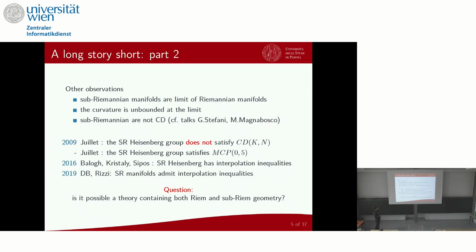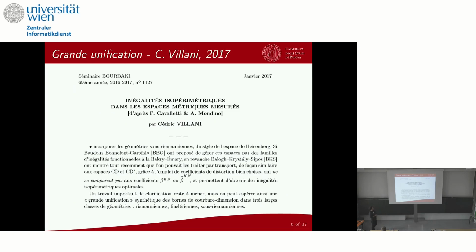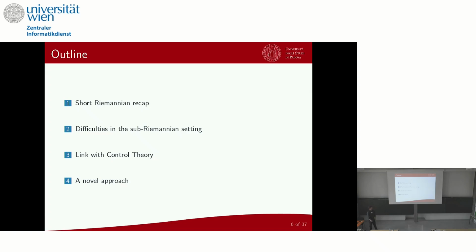So this question is somehow contained in this Bourbaki seminar by Cédric Villani of 2017, and you can see this is part of the text. It says that since Balogh, Kristály, and Sipos proved that we can use transport, but with some different coefficient, the text is in French, as you can see, hoping for a grand unification, to have some notion containing Riemannian, Finsler, but also sub-Riemannian geometry. So the attempt I will show here is to do such a unification.